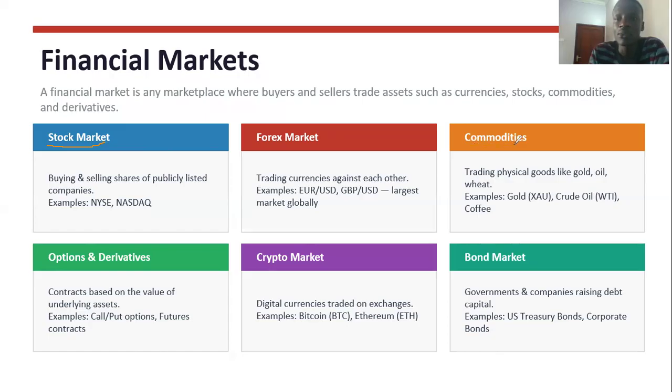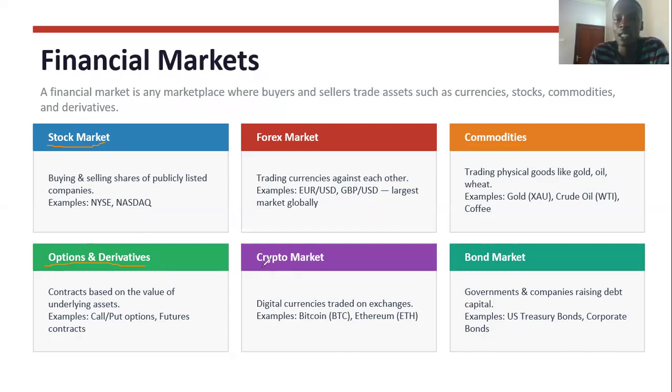In the commodities market, we are mainly trading physical assets like gold, crude oil, coffee, silver, and many other specific assets that are tradable under commodities. Then under options and derivatives, these are mainly contracts based on the value of various assets, such as call and put options, as well as futures contracts.